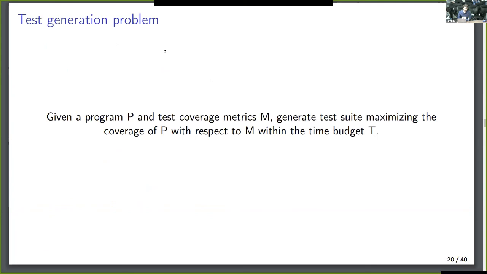Again, let's roll back a little bit. We have discussed this test generation problem, where we had a program and some time limits, and we should have maximized the test coverage of the program with respect to some metrics.